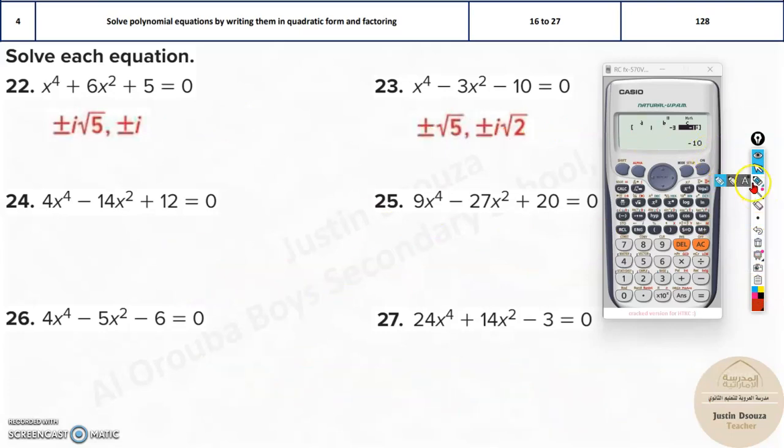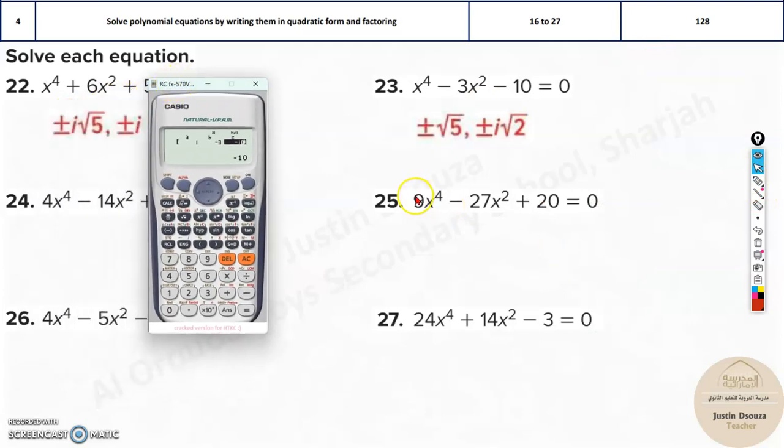Let me solve one more, using the same method. Let me take this for example. Now over here, we always have to reduce it as much as possible. Now when I look over here, I can see 9 is a perfect square. So I can write 3x squared. So let me assume u to be 3x squared. So now can I simplify this? Yes, you can write it as u squared.